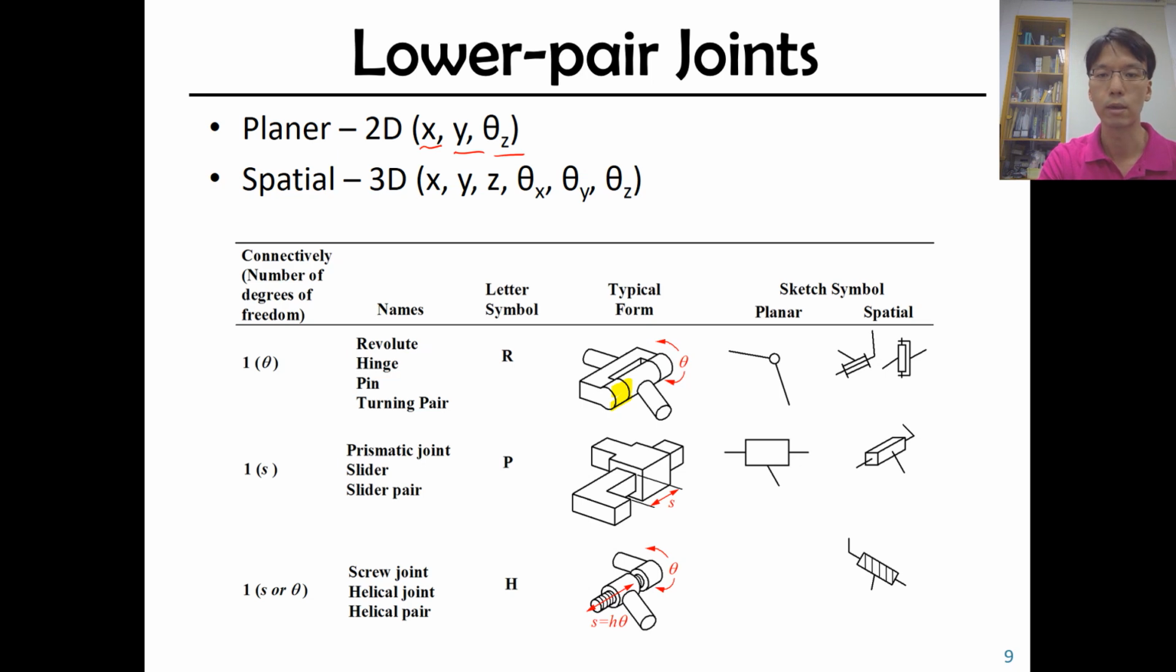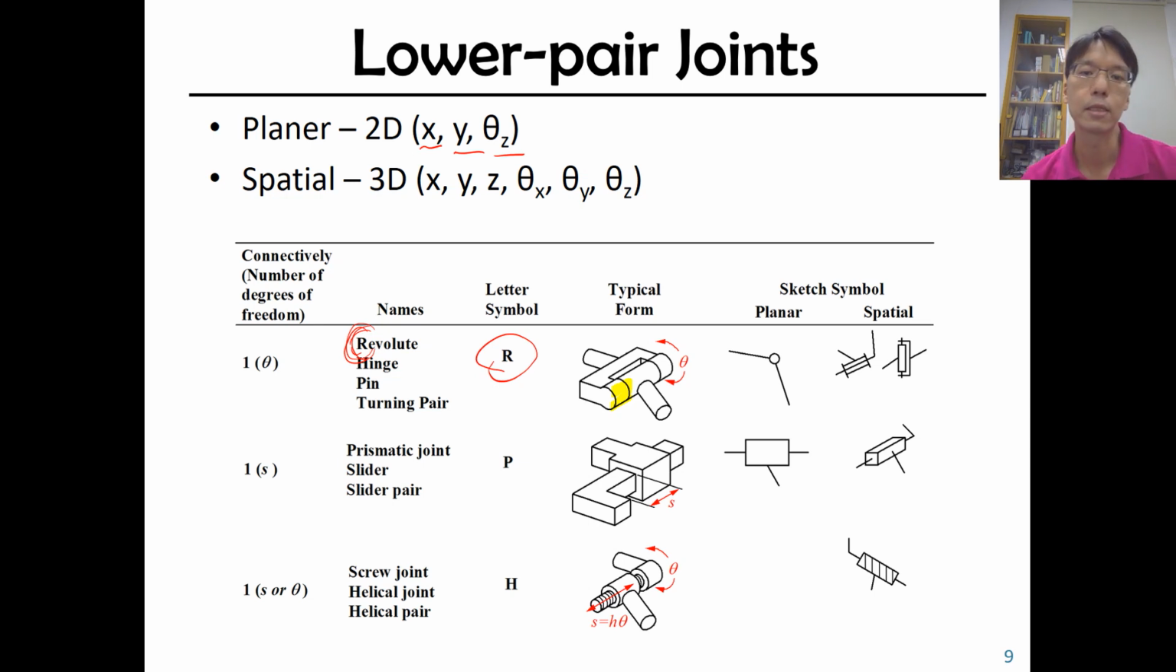There is a lot of information here. Let's take a look at the first one, the revolute joint. It has many different names. It may also be called a hinge, a pin, or a turning pair. Anyway, we'll call it a revolute joint, and the abbreviation is R joint. We take the R, we call it R joint. So in the future, I will just call it an R joint, which means the revolute joint.